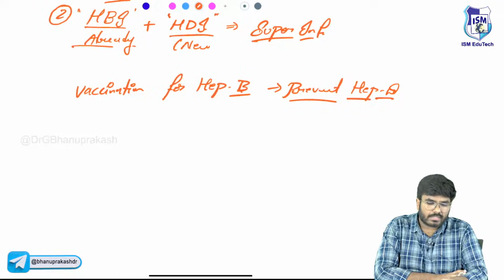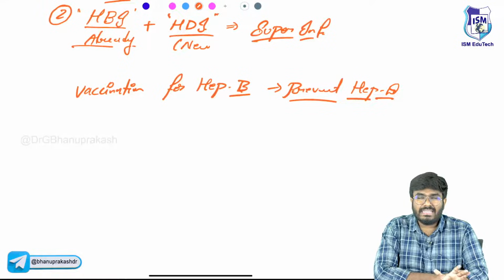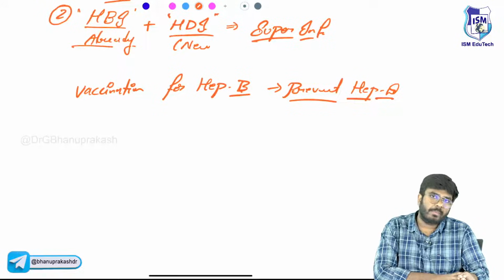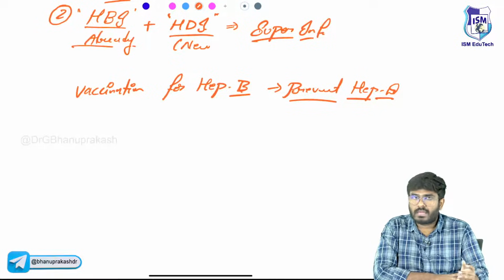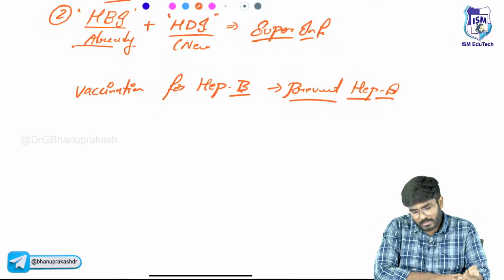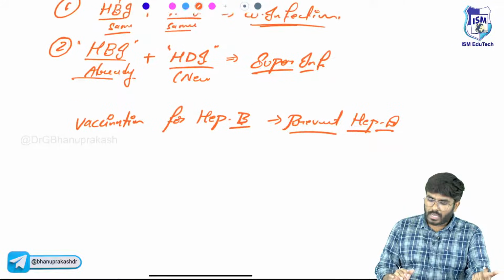So hepatitis A, B, C, D, E are completed. Chronicity: hepatitis B and C. Acute infection: hepatitis A and E. Hepatitis A and E are fecal-oral infections. Hepatitis B and C: for B, I have given you needle stick injury, mother to child, sexually transmitted route, blood transfusions. D is either super infection or co-infection.